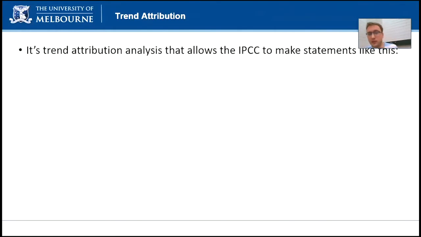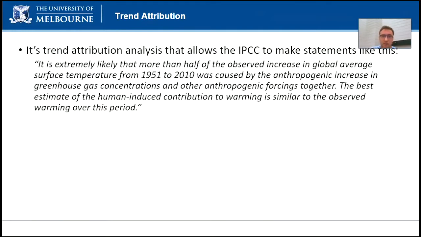So by doing trend attribution analyses, this allows statements to be made about global and regional series and ocean heat content. Like this one, saying that it's extremely likely that more than half of the observed increase in average surface temperature from 1951 to 2010 was caused by the anthropogenic increase in greenhouse gas concentrations and other anthropogenic forces together. So by doing these attribution analyses, we're able to make these statements.